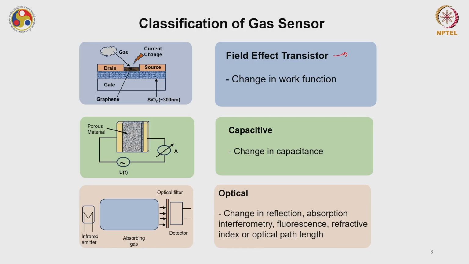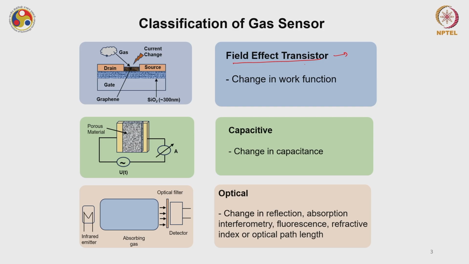Then you have the field effect transistor. Of course, this field effect transistor is just one part. You can have a number of transistors, basically gas sensors based on 3-terminal devices. So you have basically a field effect transistor in place, but here you are not doing any kind of computing with this transistor. What you are doing is using it as a sensing device. Usually these devices work on the basis of changing the work function.